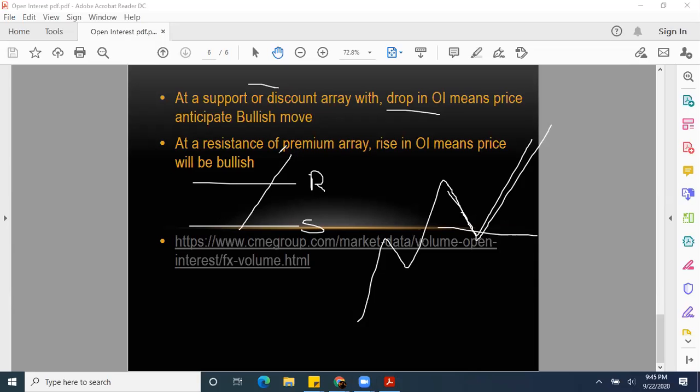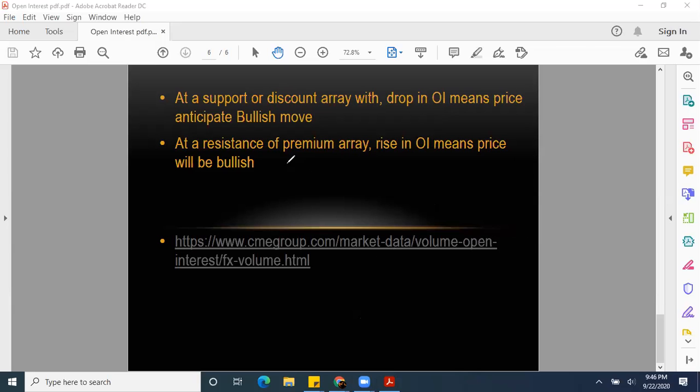At a resistance or a premium array, and you have a rise in open interest, it means we should also be bearish, right? I will drop these slides again in the Telegram group. If you are not on our Telegram group, you could just join. And if you're joining much later, in case we post this on YouTube, you can always find it in the files section. So let's quickly go back to our charts and see how we can use this.